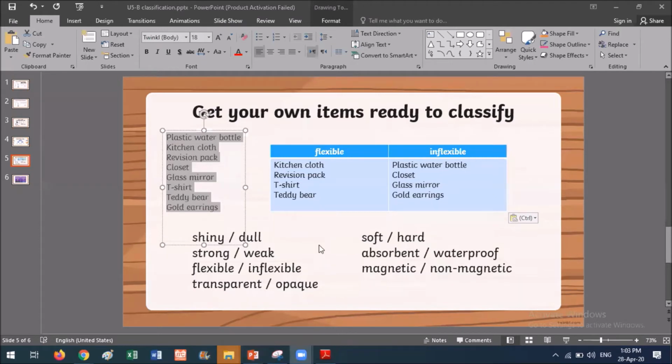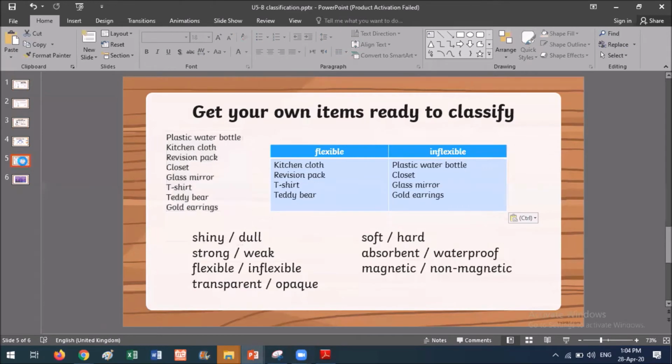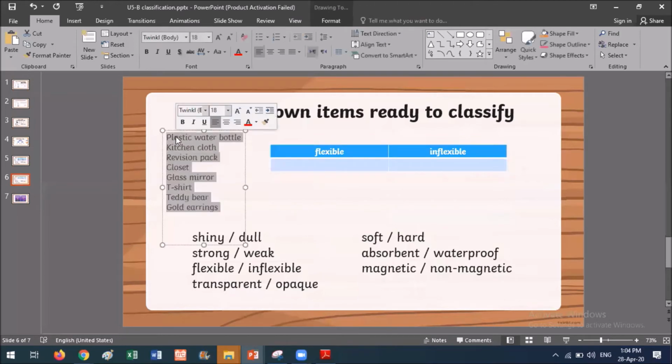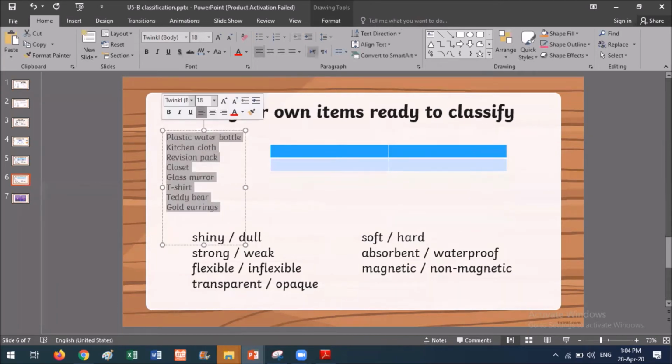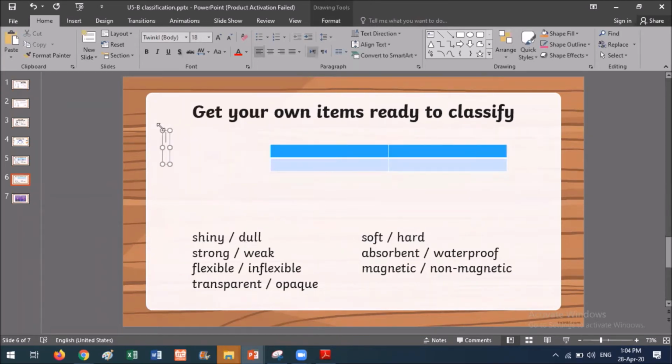Now, who wants to go next? Let's have a next person. Hands up, guys. Lily, do you have some things to share with us? I have 10 things. Oh my goodness, that's a lot. Let me get a new slide for you, okay? And let's delete all of Jada's ones. So we're going to also choose different things to classify with as well. So Lily, what do you have, please?